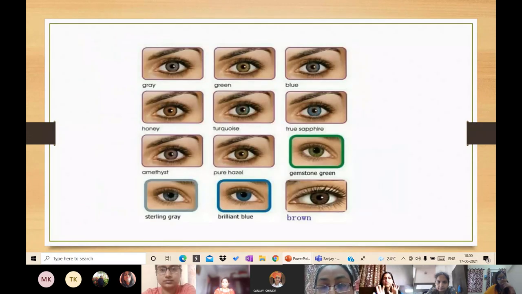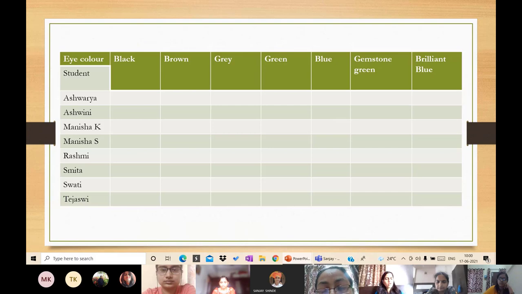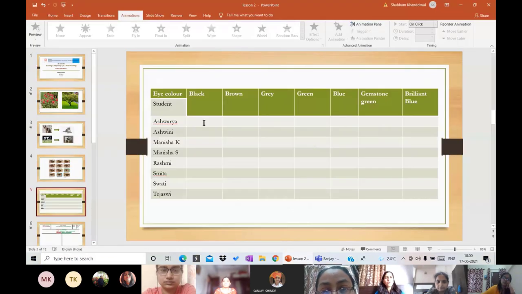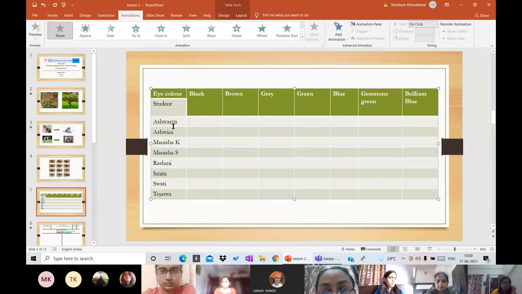Okay, now you can see I have the picture of different color eyes, right? We generally in India commonly see black, brown or gray eyes, but there are more colors of the eyes which you can see over here. Okay, now we will do a small activity. What we are going to do is, you all are going to tell me the color of eyes of your family members. So we'll start with Aishwarya. Am I writing your spelling wrong? Okay, she is absent, so we'll mark it as absent. Okay, Ashwini.